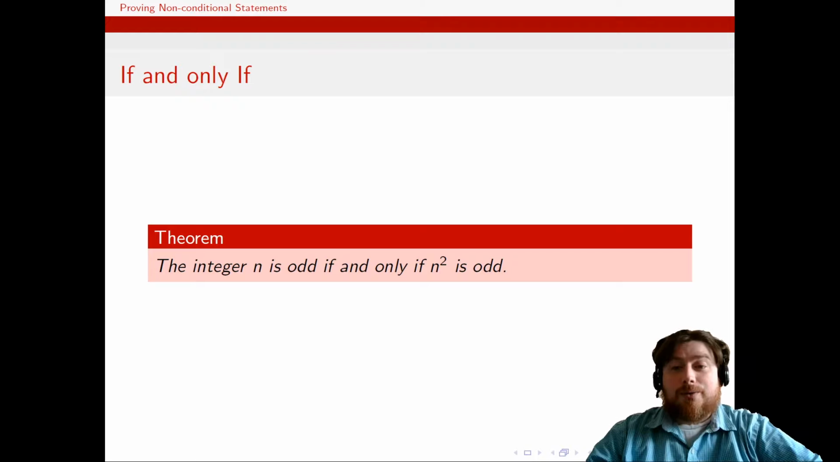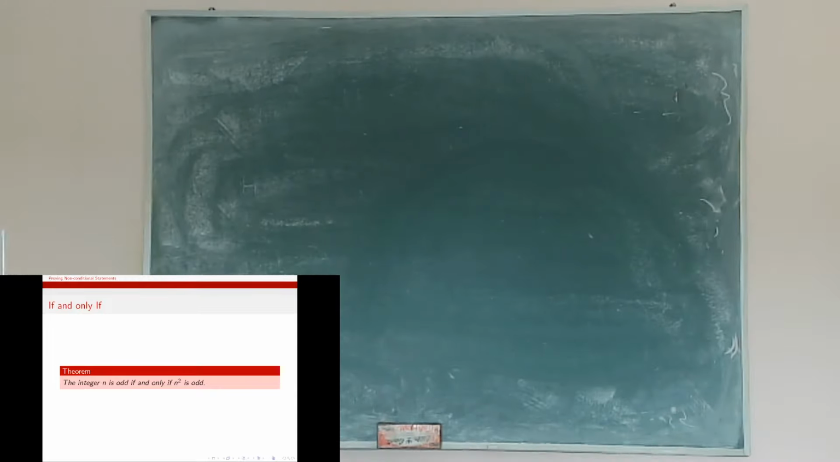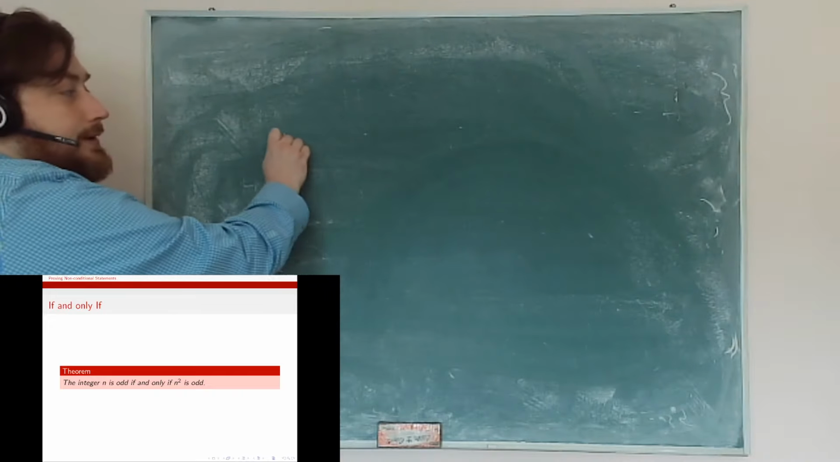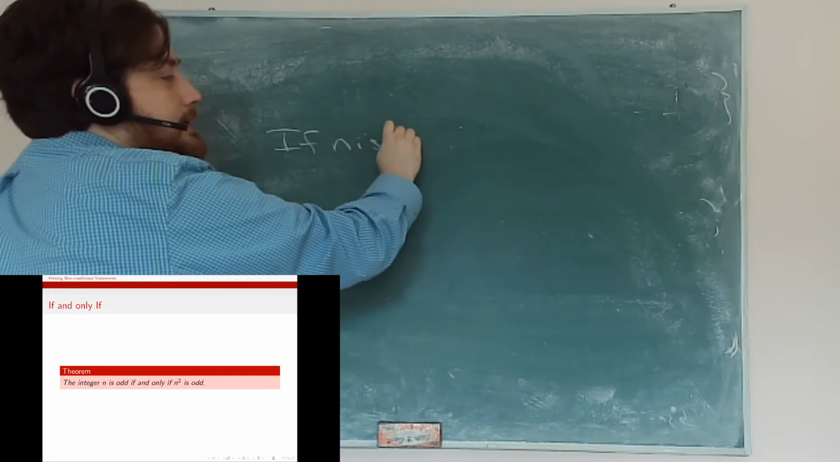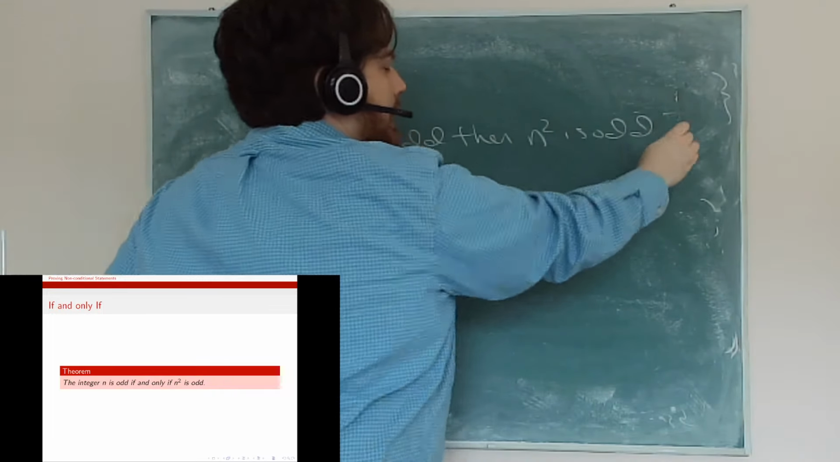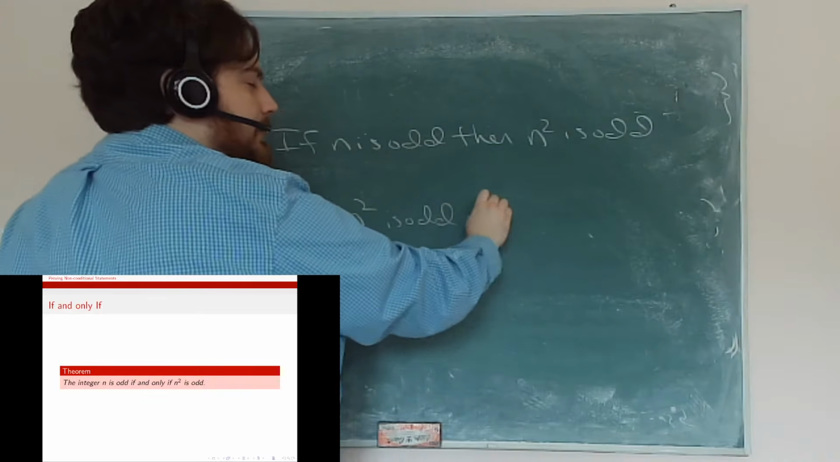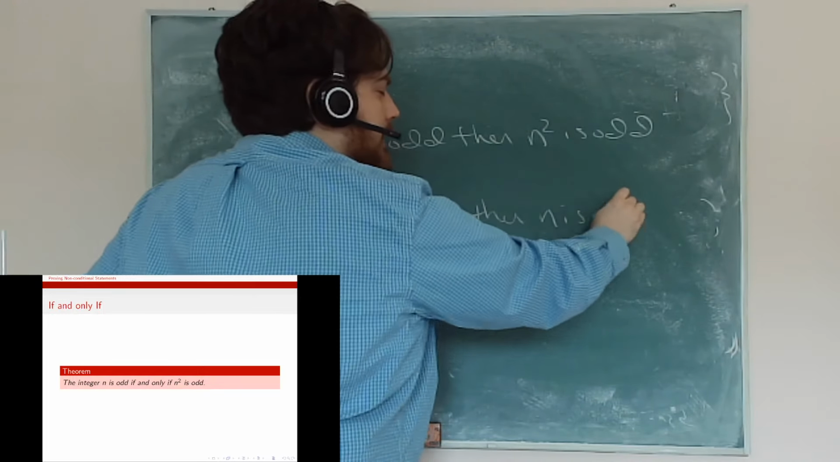Well, if we do if this then that, we get to assume P and we have to show Q. Whereas if we have an if and only if, what this really means is that we have an if-then in both directions. So if I look at this one, I'm saying that an integer n is odd if and only if n squared is odd. So I'm actually making two claims here. The first claim is if n is odd, then n squared is odd. And the second claim is if n squared is odd, then n is odd.